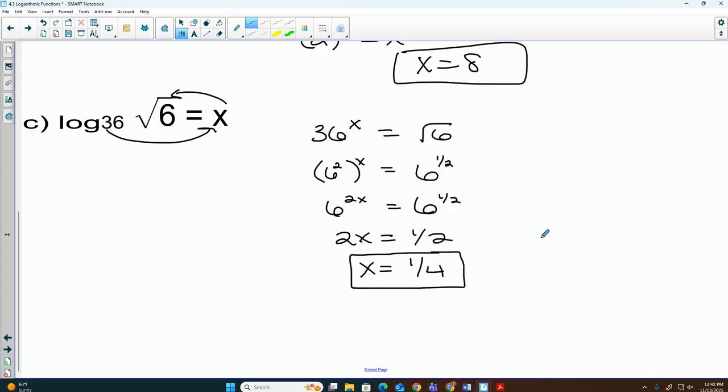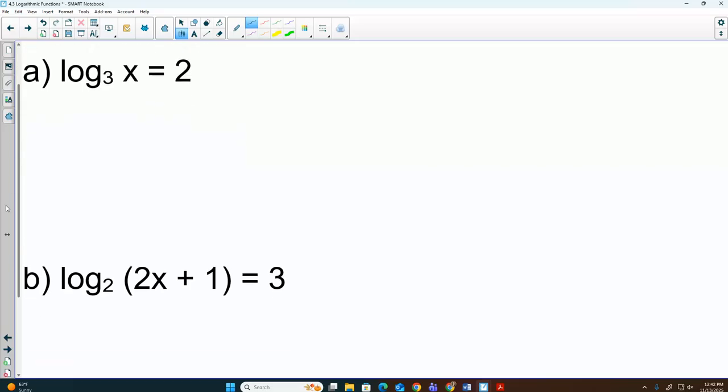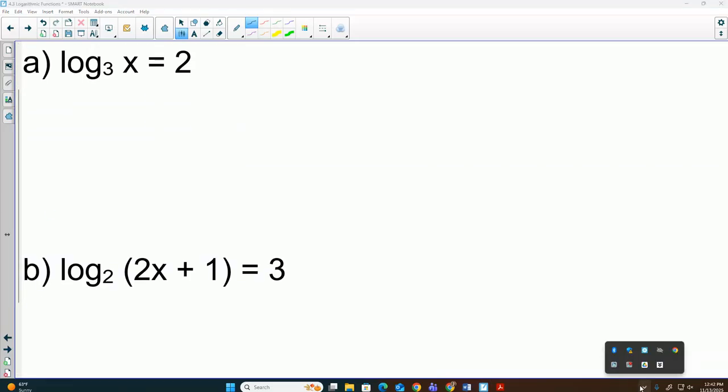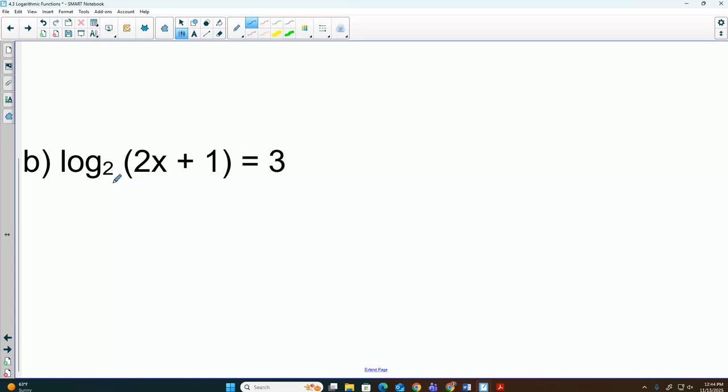Can you guys try a couple? So 3 squared is 9, x is 9. Quick check, the argument's positive, so that's perfect. B, how do you have to write that?